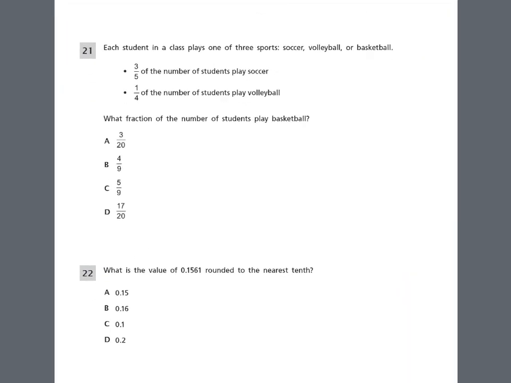21. Each student in a class plays one of three sports. You have soccer, volleyball, or basketball. 3/5 of the number of students play soccer. 1/4 of the number of students play volleyball. What fraction of the number of students play basketball? Well, we know that it will be 3/5 plus 1/4 plus something has to be equal to 1 whole, because it equals 1 whole class.